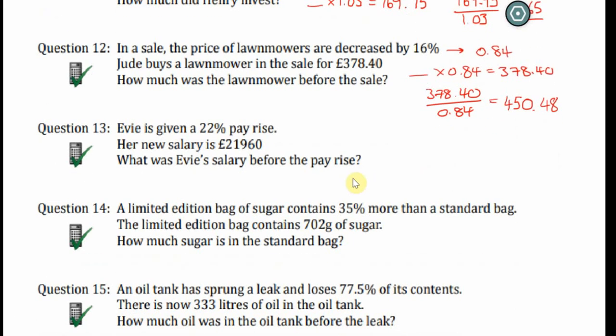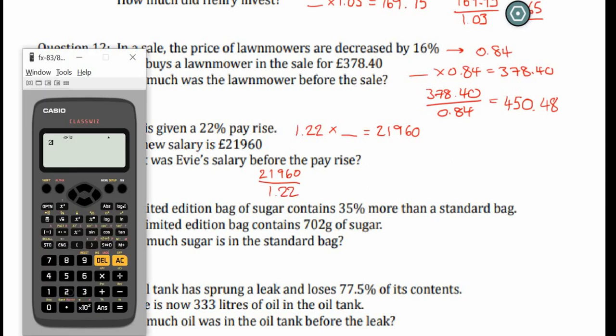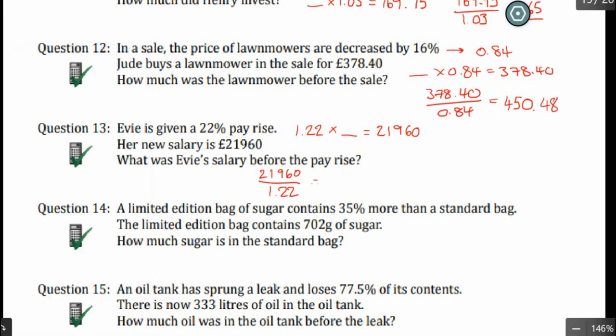Okay, Evie is given a 22% pay rise and her new salary is this. Now, if I want to increase something by 22%, I would times by 1.22. So something times 1.22 equals 21,960. So I need to do 21,960 divided by 1.22. And we get 18,000.